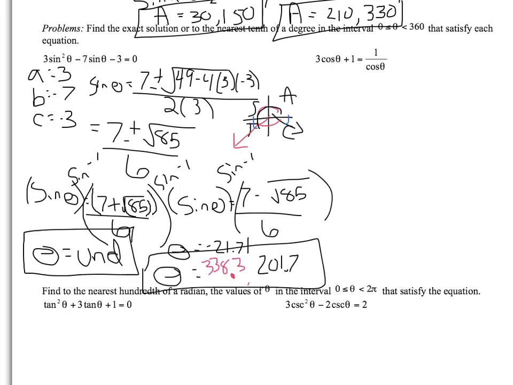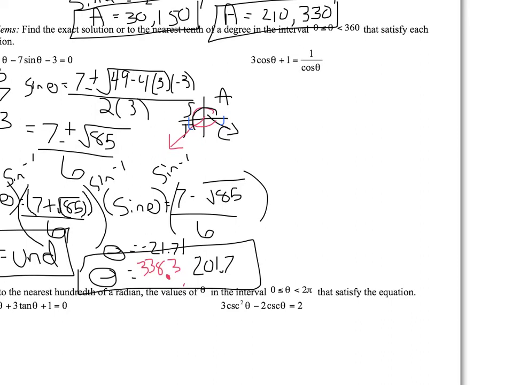Let's look at the next one. For the next one, since I have that fraction, the first thing I'm going to do is put it over 1 and cross multiply. So I'll get 3 cos squared theta plus cos theta equals 1. I'm going to set it equal to 0. So I will have 3 cos squared theta plus cos theta minus 1 equals 0.